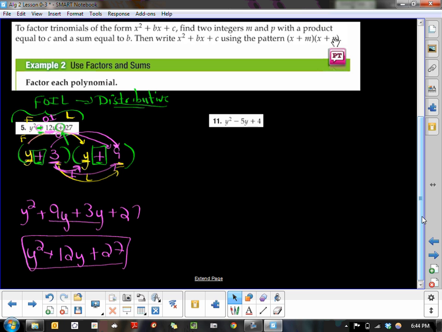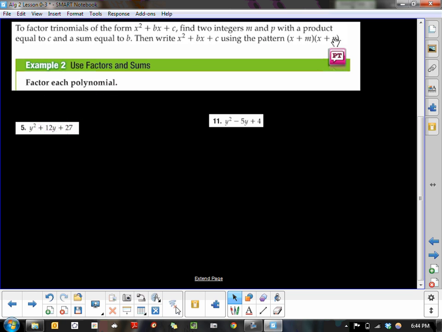So here's what I want to get across. Get to your greatest common factor. If that doesn't work, is it a binomial? If it's not a binomial, trinomials factor into binomials. So let's speed that process up in the second example I have here.